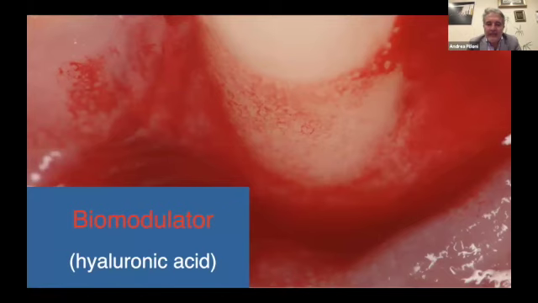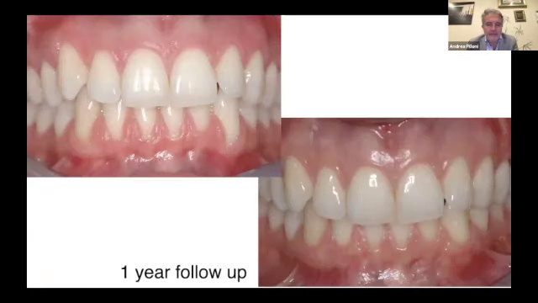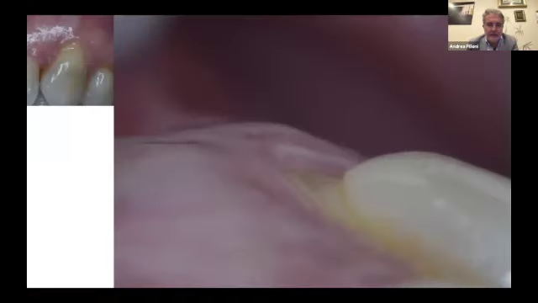We apply the biomodulator HA, and in a couple of minutes we immediately see that the clot is stable and forms a sort of mesh that stays there stable, ready to play with cells. So this is something we want to take into consideration, not only to see how the healing is fast and nice, but also from the patient perspective, the good use of that. This is a 1-year follow-up.